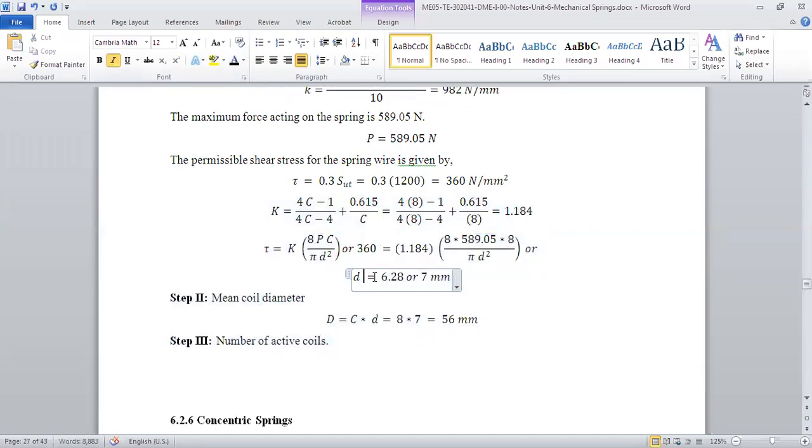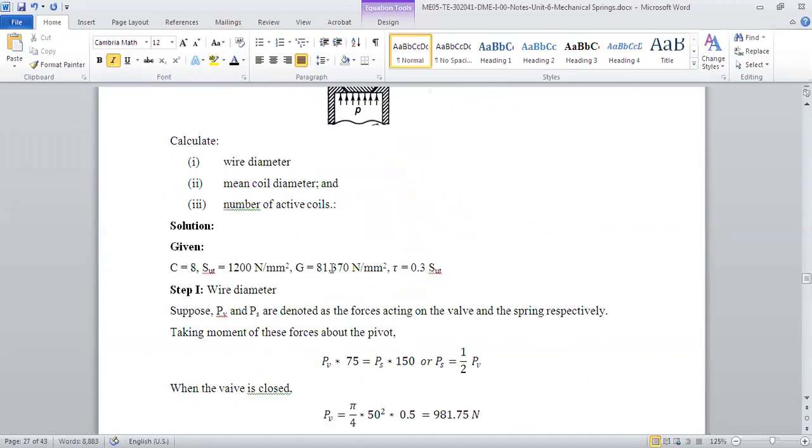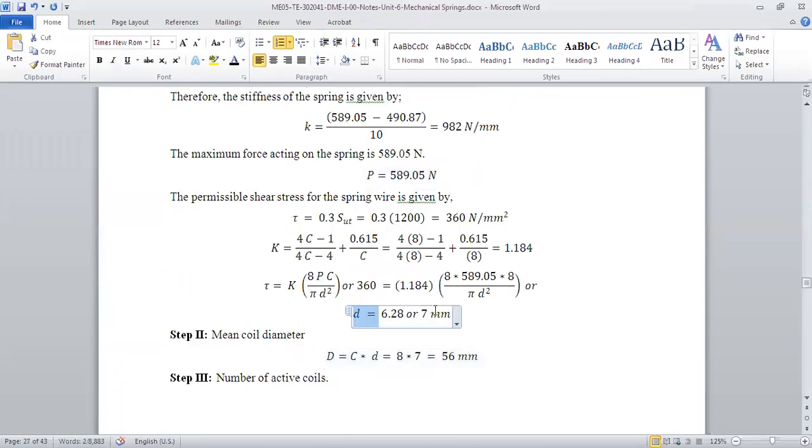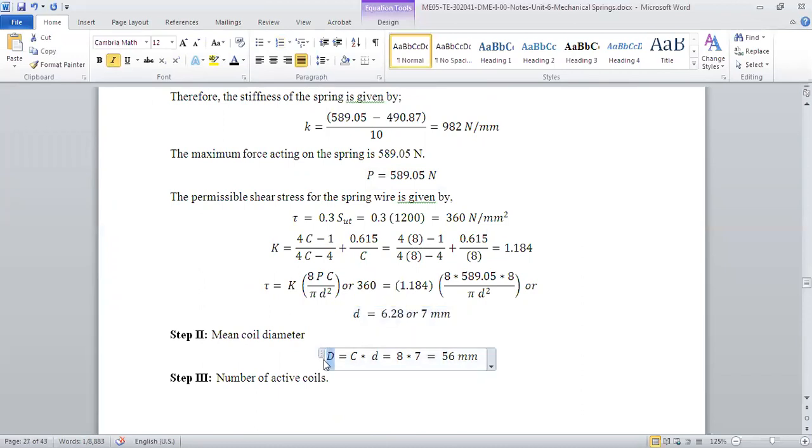With this we can calculate the diameter of the spring wire. So small d is the diameter of the spring wire. That is what this first question asks, the wire diameter. We got the wire diameter as 6.28, and we will approximate it to 7 mm. So the wire we will need in this case is 7 mm. Now capital D is equal to C into d, right? What is the spring index? The mean coil diameter upon the diameter of the wire. So D is equal to C into d, 8 into 7, 56. So the mean coil diameter is equal to 56 mm, and the diameter of the wire is 7 mm.